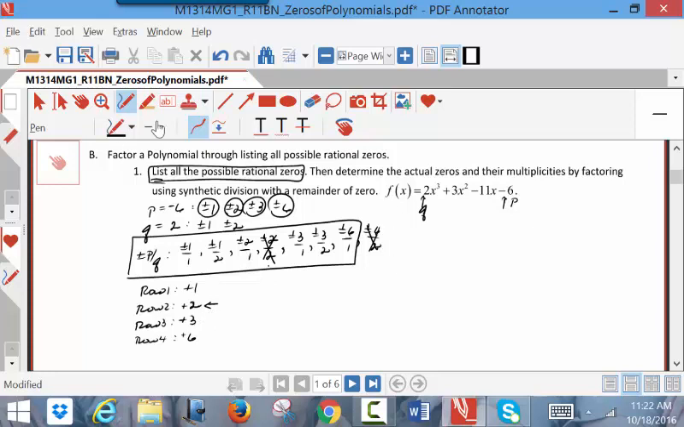So if 2 works, I don't know why I've got this hand. If 2 works, then I'm going to come in here. I do not know why I have this hand on here. Stop that.